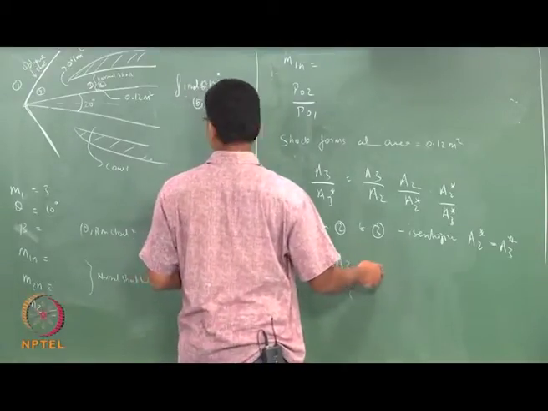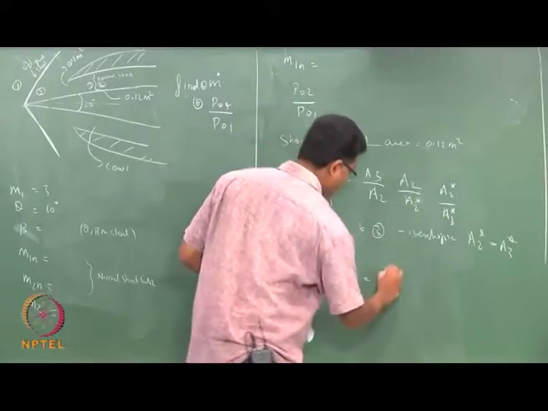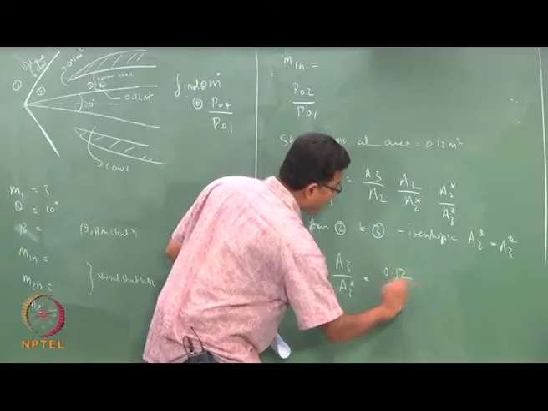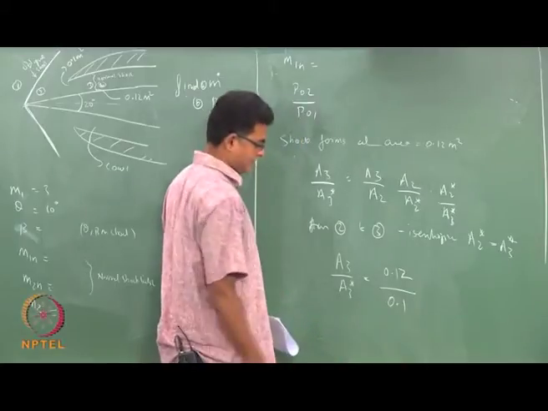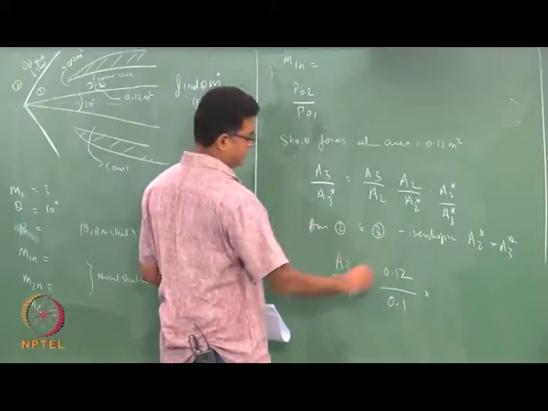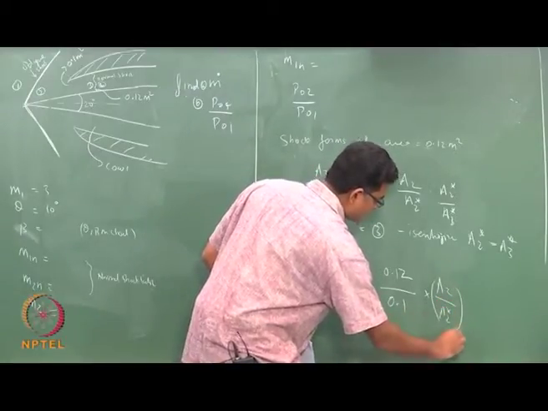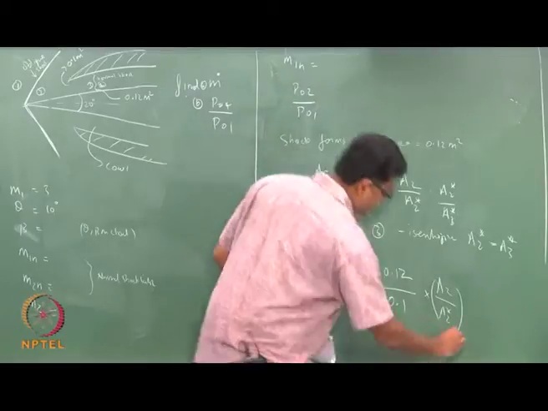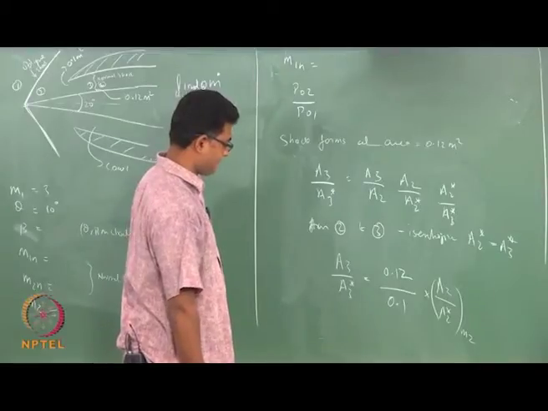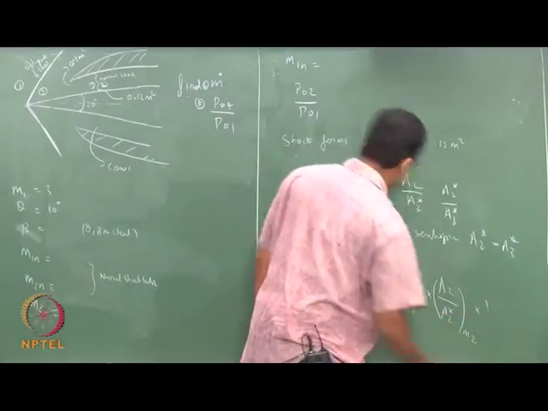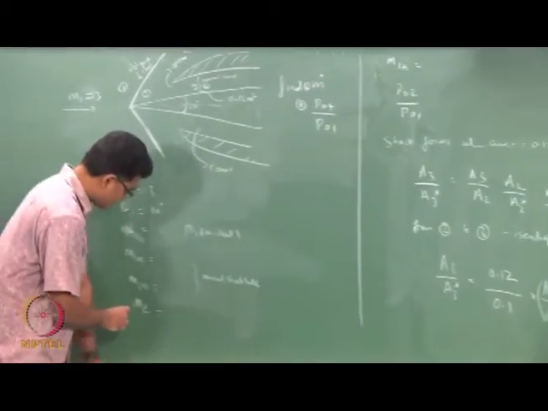A3 is 0.12 divided by A2, which is 0.1, into A2 by A2 star associated with M2, and this is 1. Okay. So, I come back and put the values here.